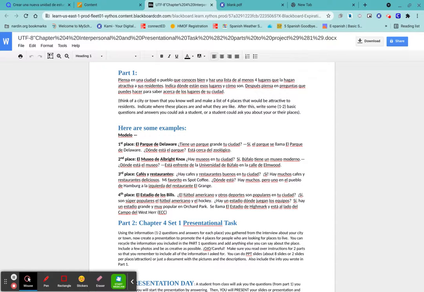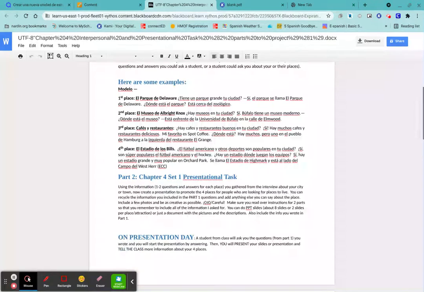And so those are my things. So for the second part, you're going to basically build some slides. You can take a look at this, and we'll talk more about this in class. But you're just going to put some pictures of your place and use the information here. You can recycle some of those questions, those answers you did with the questions, and then maybe just do a little bit more. You want 8 slides and 2 slides per attraction.